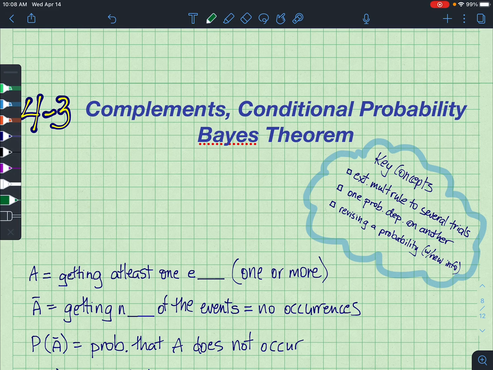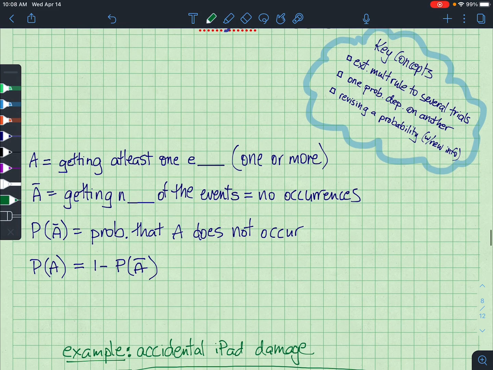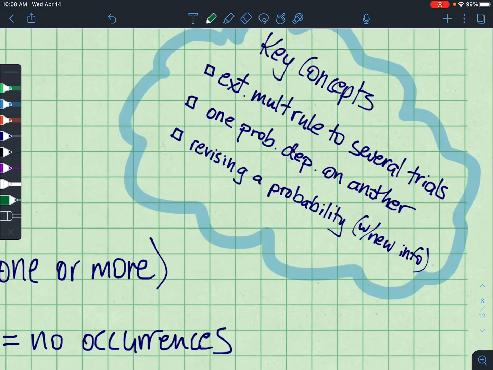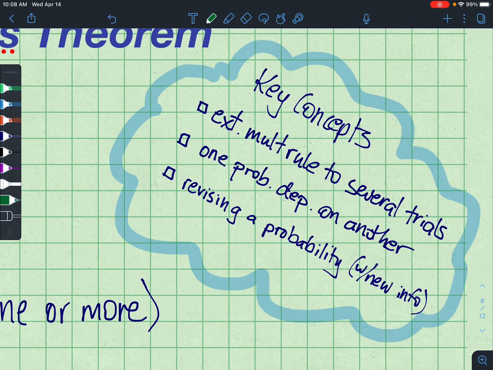4-3 kids, complements and conditional probability. And good news, we will not be doing Bayes' theorem, which is a little complex, and there is this Bayesian statistics that you could look into, and I think I'll probably be looking at it over the summer. But fortunately, I was told we don't need to cover it.